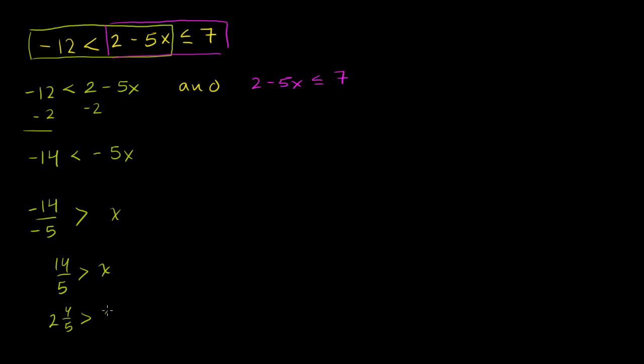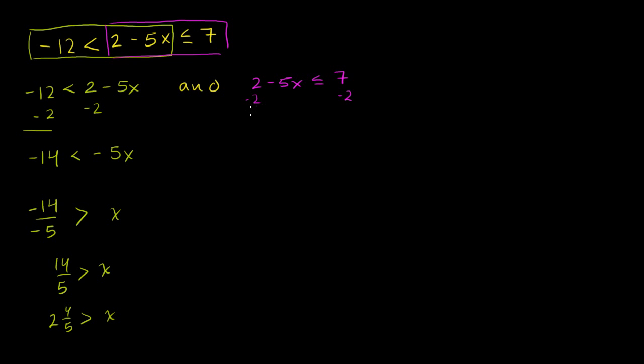X is less than 2 and 4/5. I just wrote this improper fraction as a mixed number. Now let's do the other constraint over here in magenta. So let's subtract 2 from both sides of this equation, just like we did before. And actually, you can do these simultaneously, but it becomes kind of confusing. So to avoid careless mistakes, I encourage you to separate it out like this.